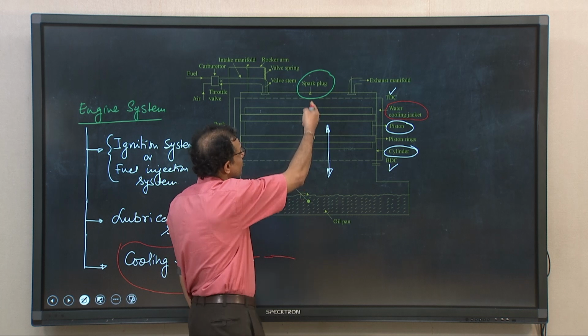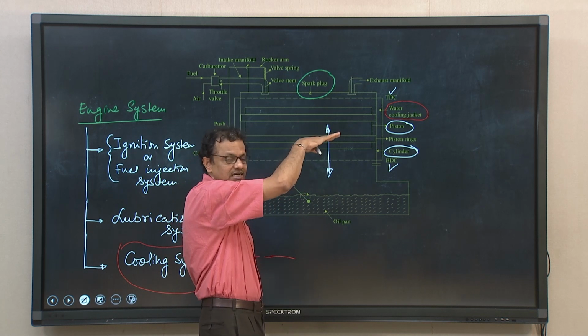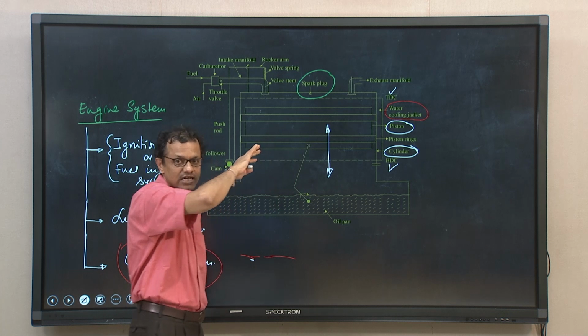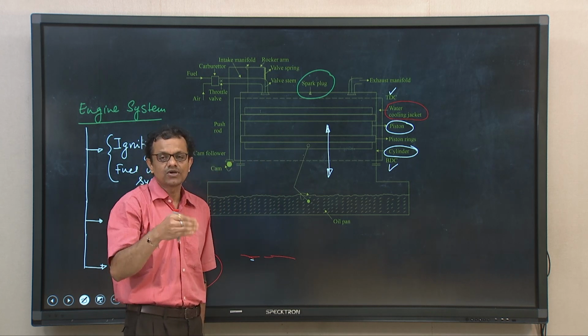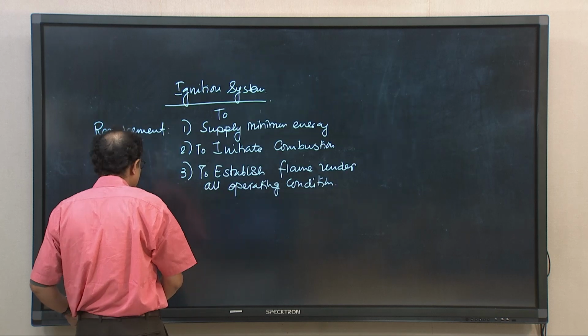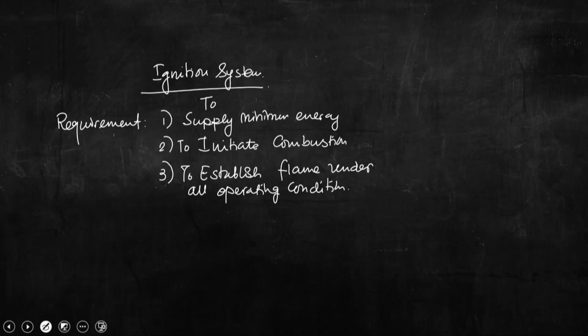So, when the flame is produced, we will understand that combustion has initiated, and that flame should traverse across the engine cylinder. That means the flame will be produced because of this combustion, and it will be there under all operating conditions. We can ensure all these three using a system, that is the ignition system. So, these are the requirements for an ignition system.